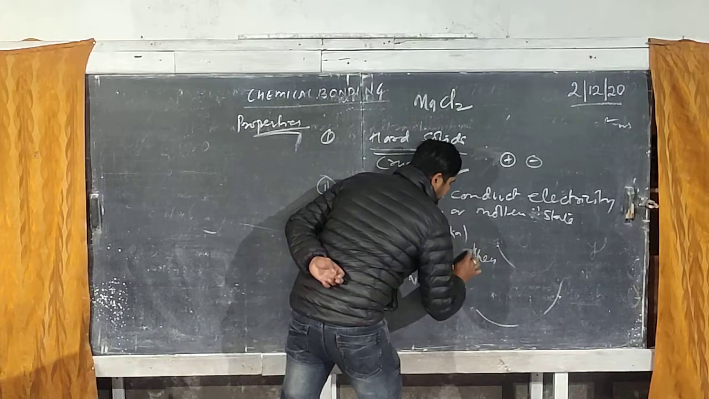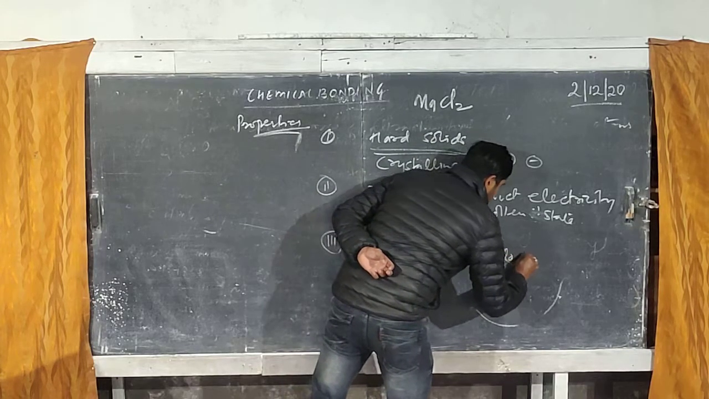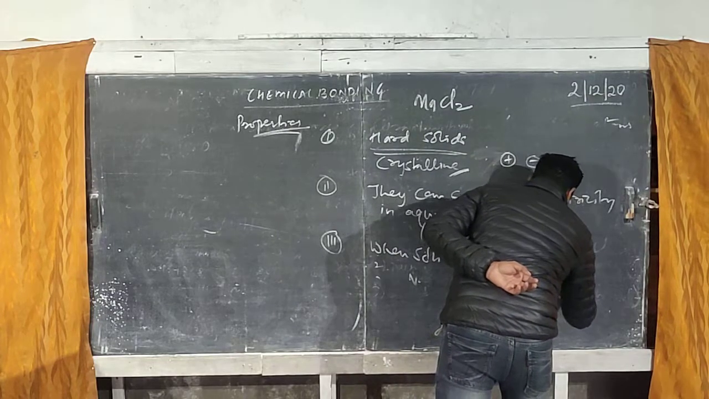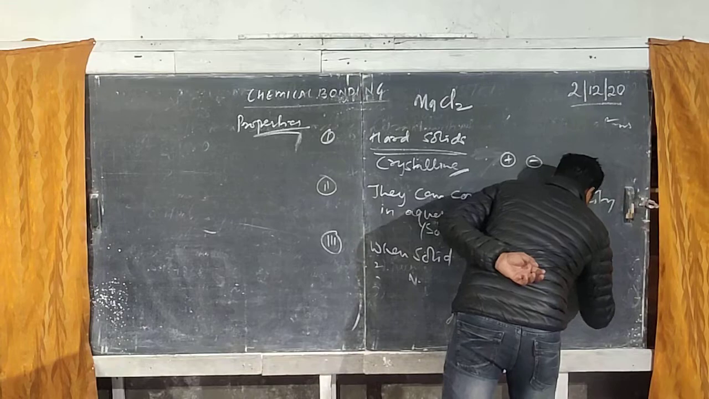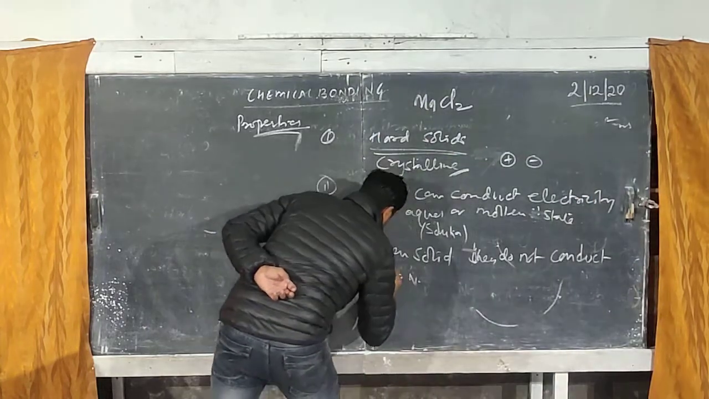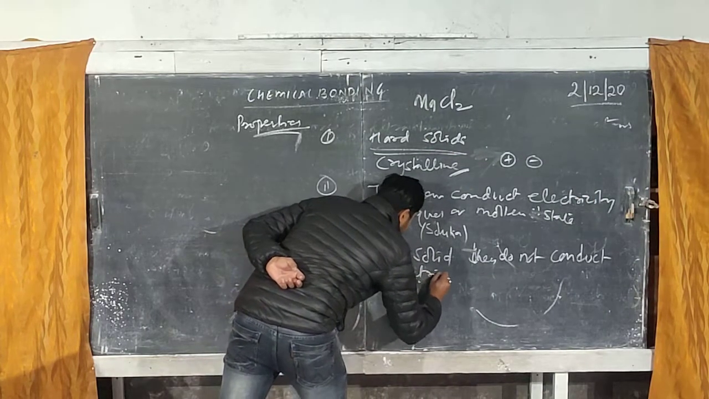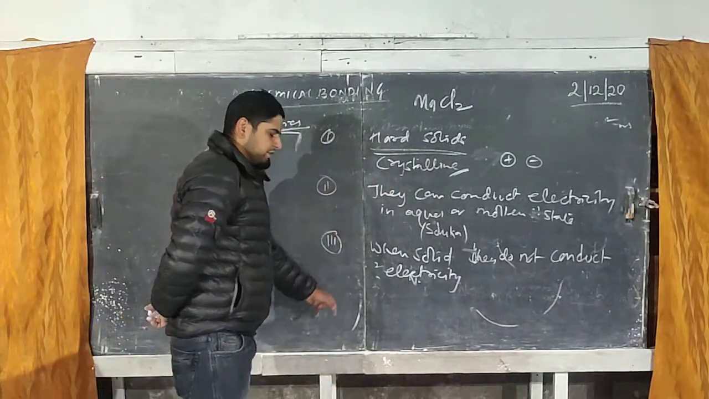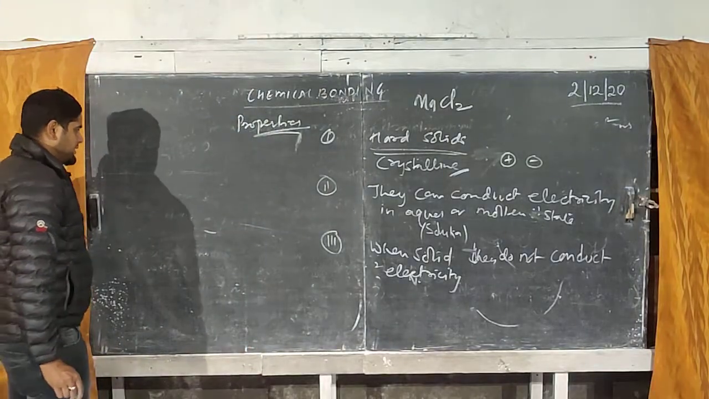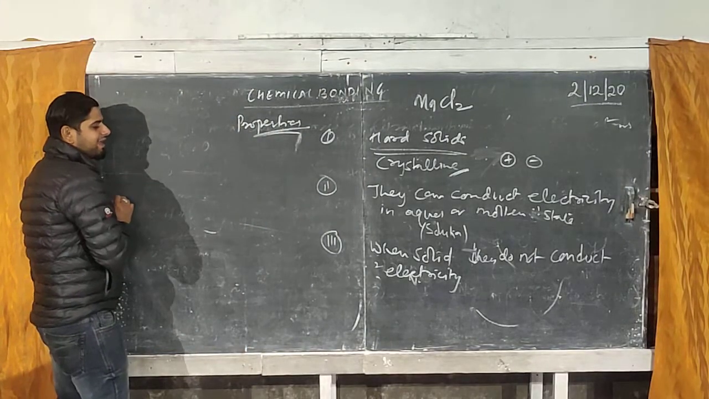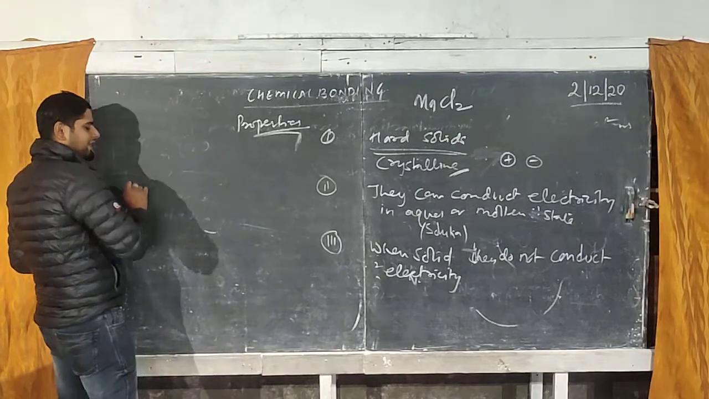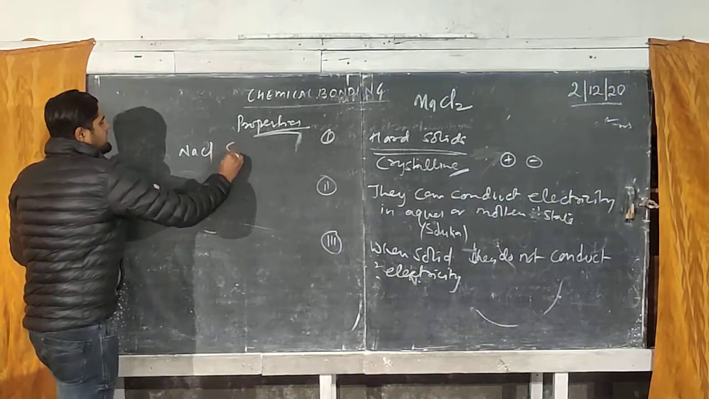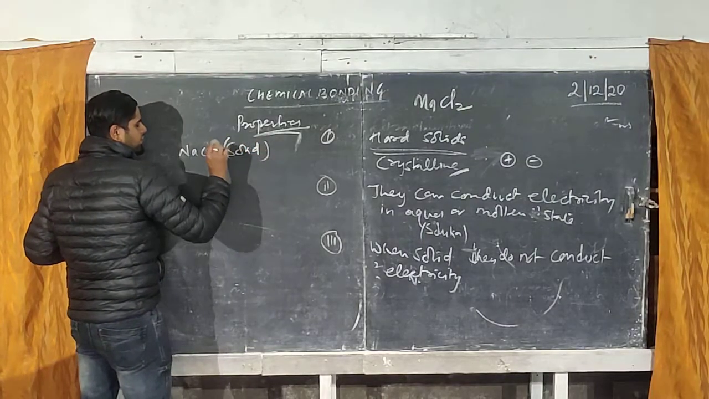they do not conduct electricity. Okay, these two lines are very important. When you have dry and solid NaCl, this NaCl cannot conduct electricity. Solid. Okay, pure solid, dry solid.